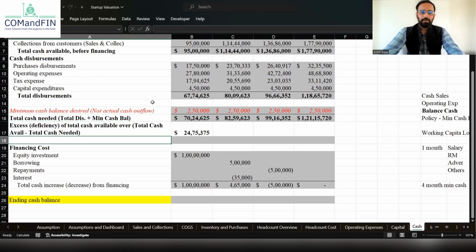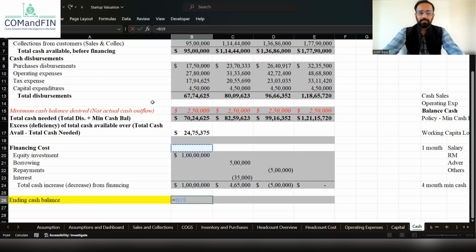Now, you have to understand, if you want to find out the ending cash balance, what you will do is take the excess cash balance which you have after adjustment of your expenditure. You will also add the minimum cash balance because it is not an outflow. It is an accounting adjustment which we have made, and we will add this 1 crore here. So this is going to be the ending cash balance.